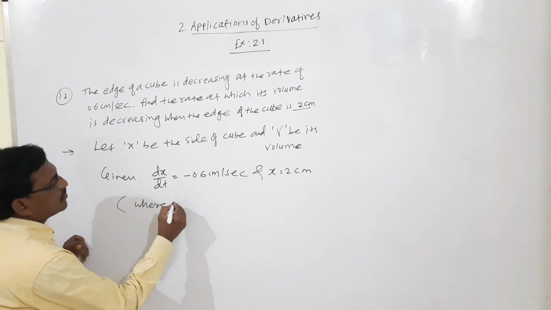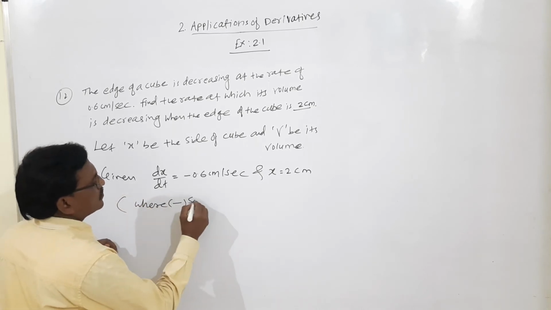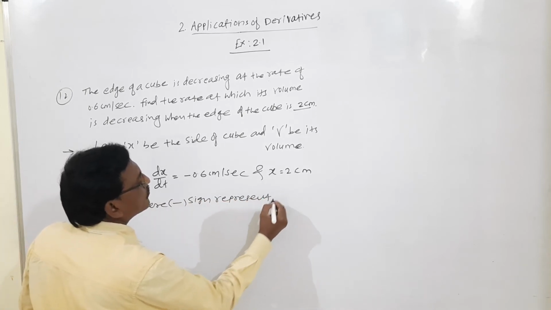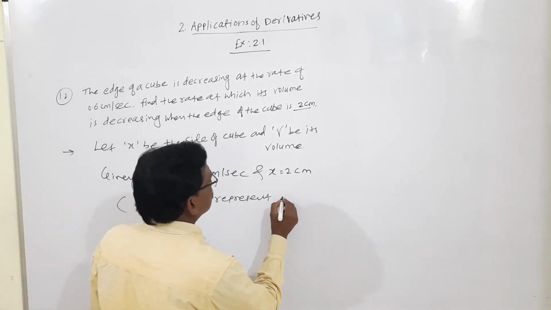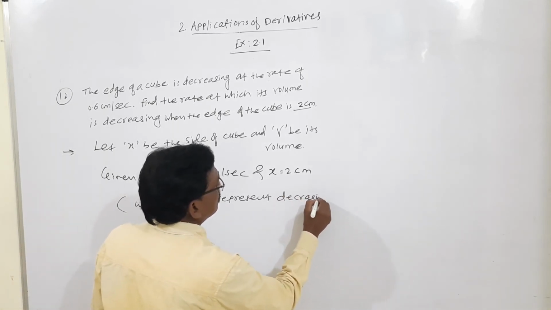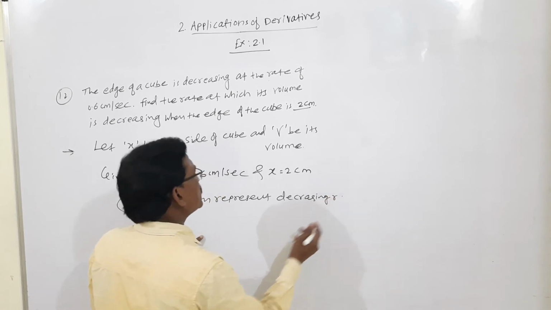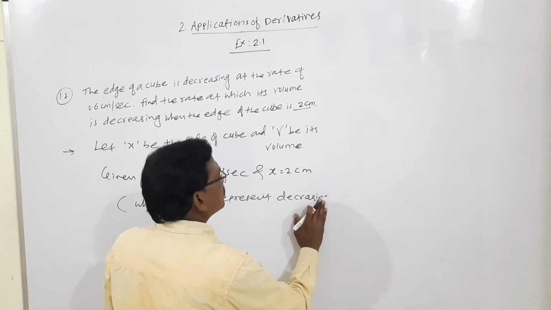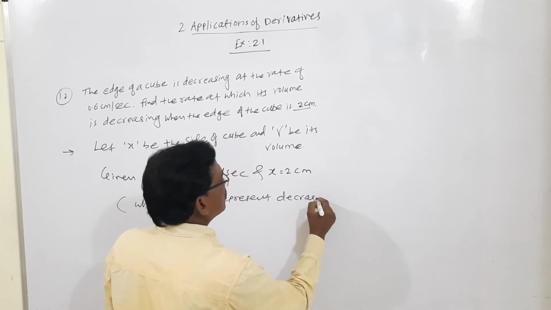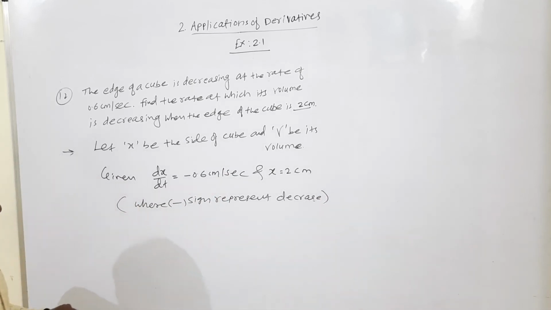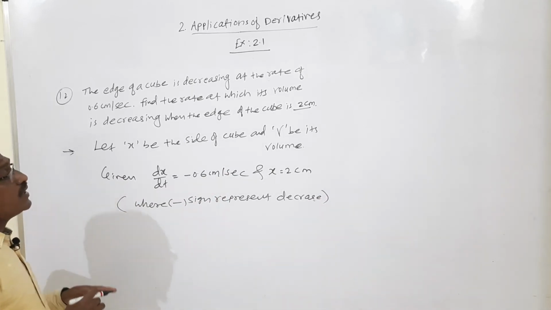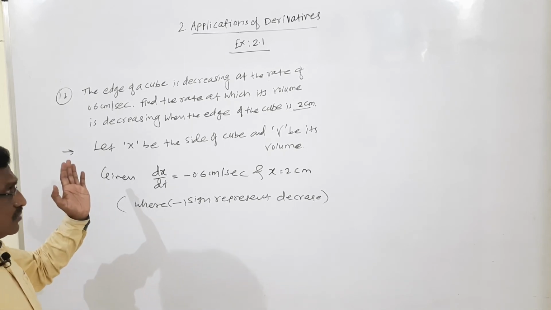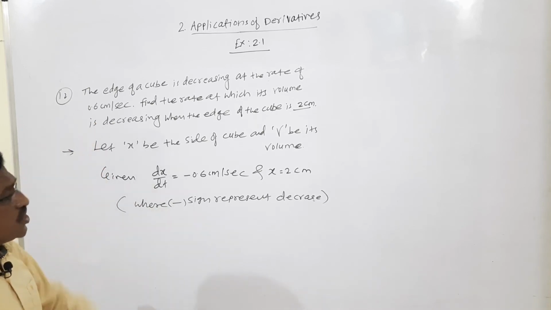The minus sign represents the decreasing rate. So we have to find the rate of decrease of the volume of the cube.